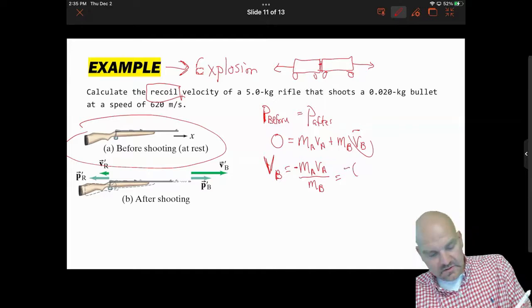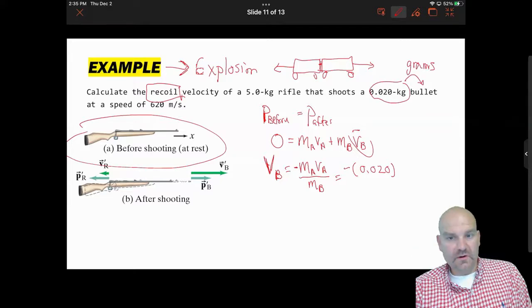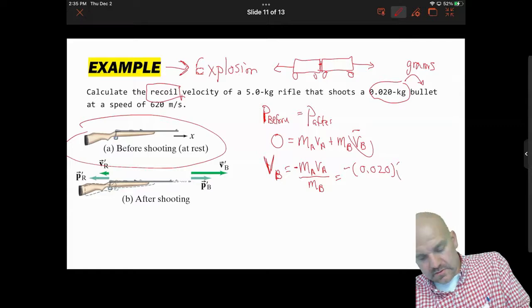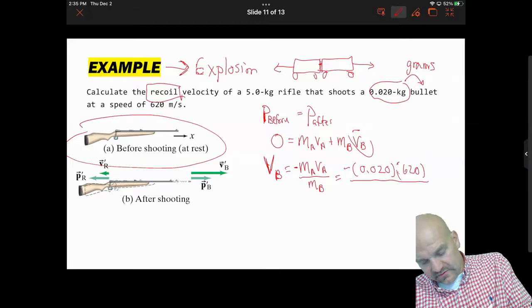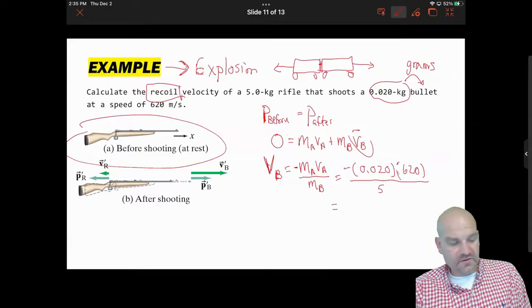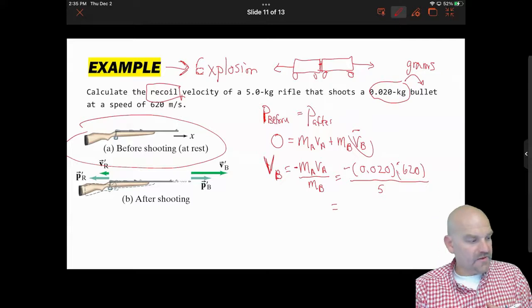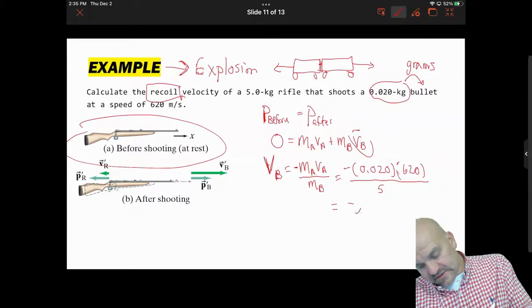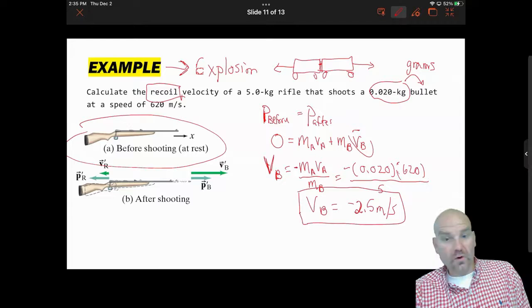And so I say negative 0.020 kilograms. Now, again, a lot of times when it comes to a bullet, they'll actually give it to you in grams. So you need to convert. And that's shot off at 620 meters per second. And it's coming out of a 5 kilogram rifle. So I plug in my numbers in the calculator and I get a velocity of the rifle. The recoil velocity of the rifle is negative 2.5 meters per second.